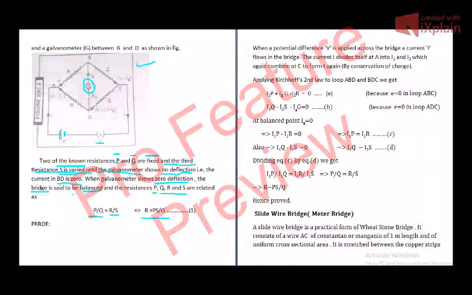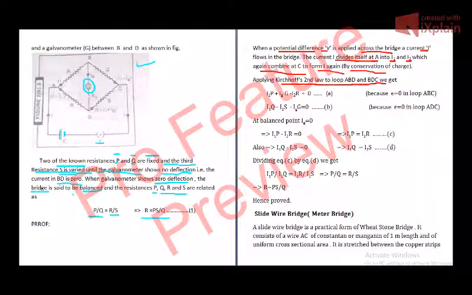Now look at this. When a potential difference V is applied across the bridge, a current I flows in the bridge. The current I divides itself at A into I1 and I2, which again combine at C to form I again, by conservation of charge, because charge can neither be created nor destroyed. So the current which divides itself at A must be equal to the current which joins at C. Now here we have two smaller loops, that is ABD and BDC, and then a bigger loop, that is ABCD.